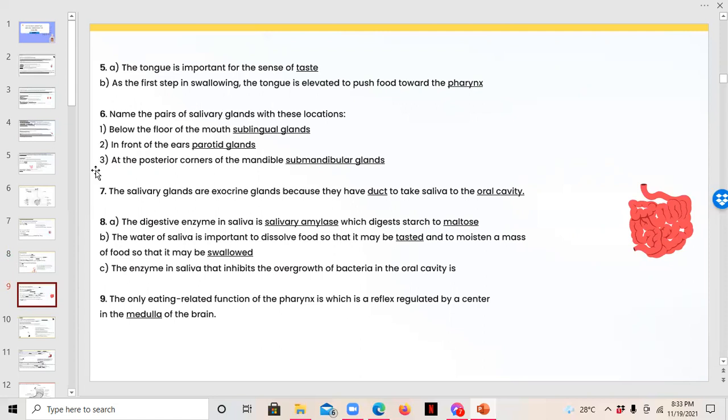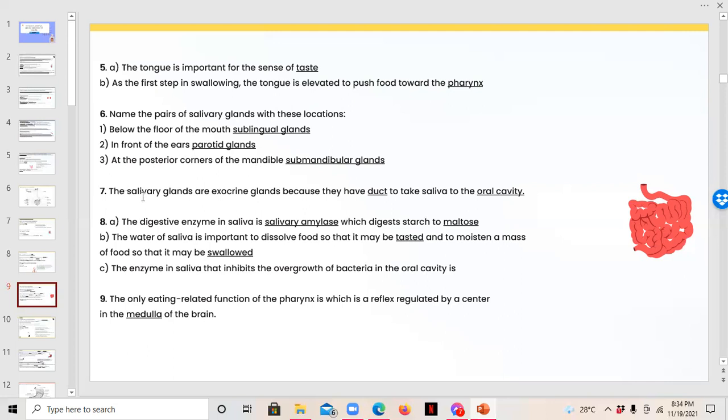Number 2, in front of the ears: parotid glands. These largest salivary glands sit on the sides of your face in front of your ears. They empty saliva into your mouth near your upper molar. Number 3, at the posterior corners of the mandible, the answer is submandibular glands. Submandibular glands are rounded in shape and lie below your jaw. They secrete saliva into your mouth from under the tongue.